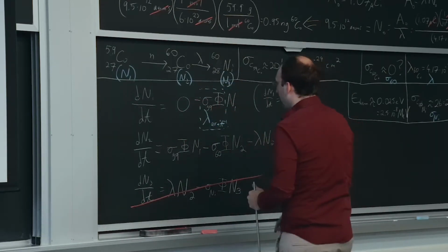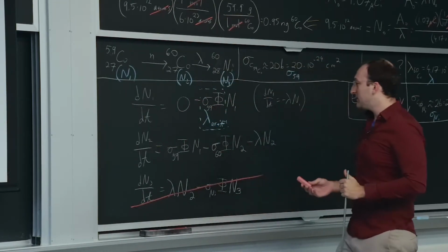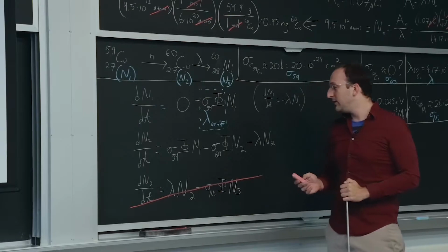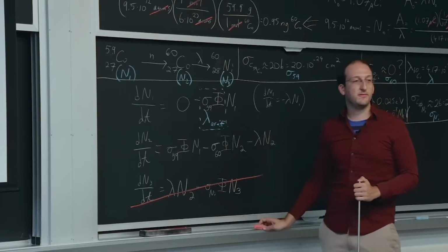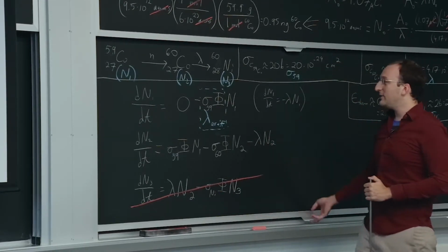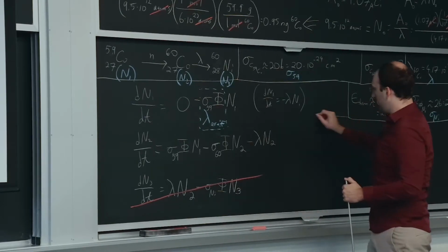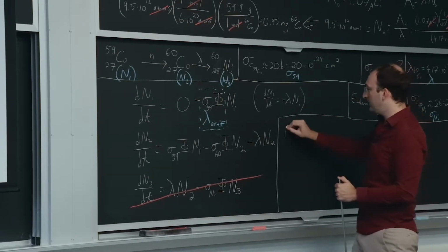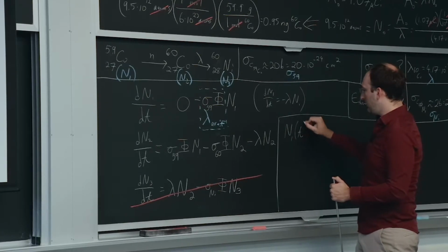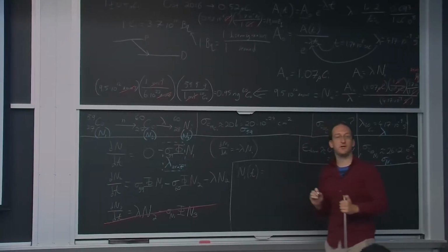So we don't care about the N3 equation. We're also going to say, well, let's not ignore sigma 60 yet. So how do we solve this set of equations? Let's make a little separation here. First of all, the easy one. What's N1 as a function of time?